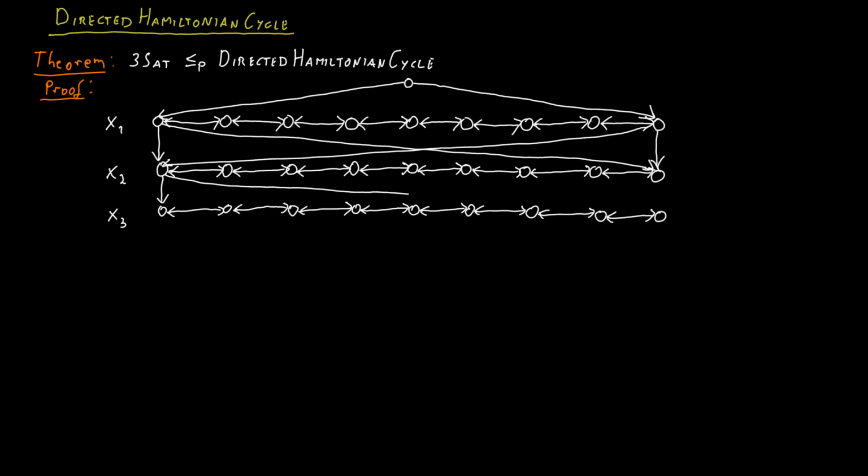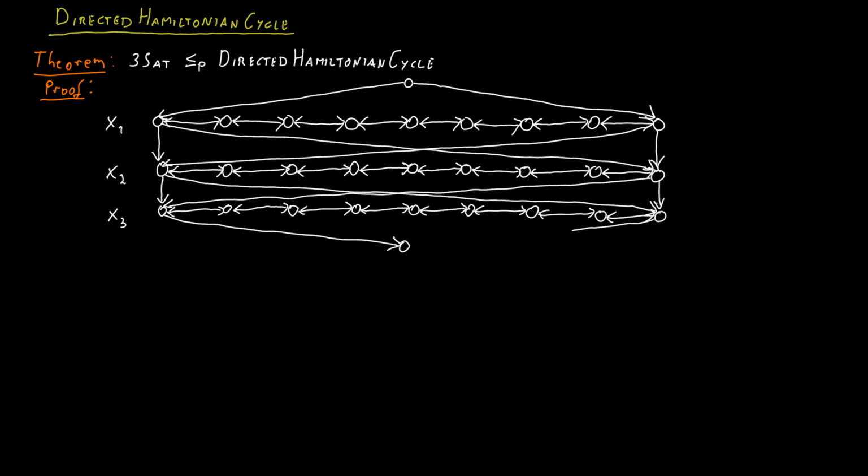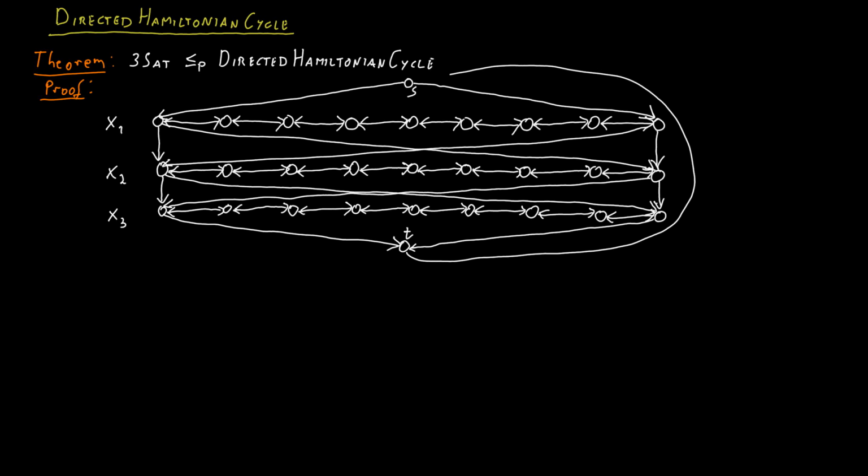And then we repeat the whole process for x3 as well. And you can do this for as many variables as you need. And then at the very end, we have some terminal node t, just for technicalities. And then we have to close the directed cycle that we're trying to construct, so we include a directed edge from t to s.